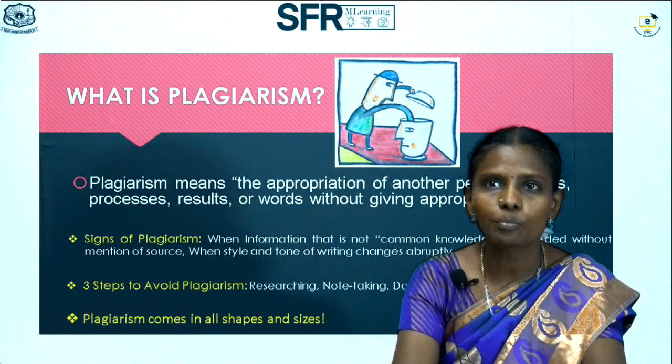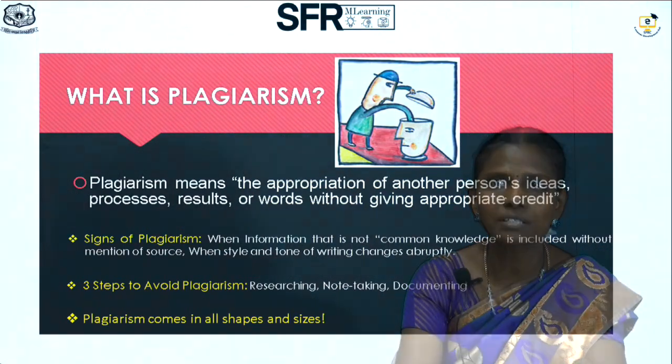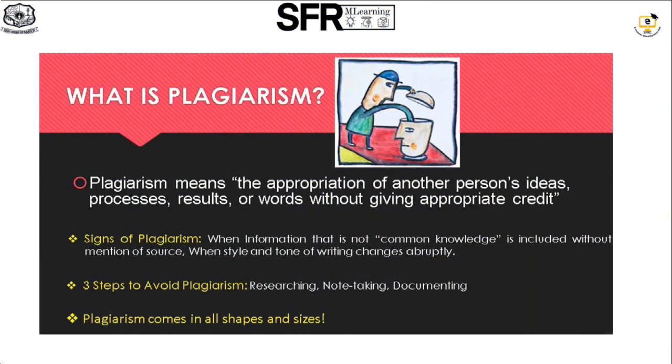First we should know what is meant by plagiarism. Plagiarism means the appropriation of another person's work, processes, results or words without giving appropriate credits. Then what are the signs of plagiarism? How can we find out? When information that is not common knowledge is included without mentioning the source, or when the style and feature of writing changes disruptively, we can say there is some plagiarism. So these are the signs of plagiarism.